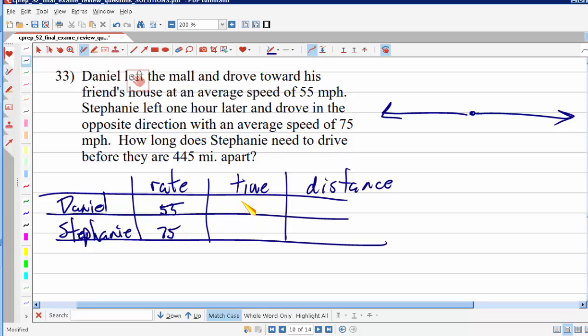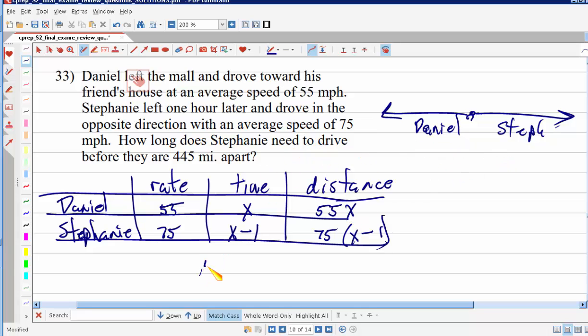So if we make x be Daniel's time, she left 1 hour later, so she would have traveled one hour less than Daniel's time. So I multiply across and get 55x for Daniel, and I get 75 times x minus 1 for Stephanie. How long does Stephanie need to drive before they're 445 miles apart?